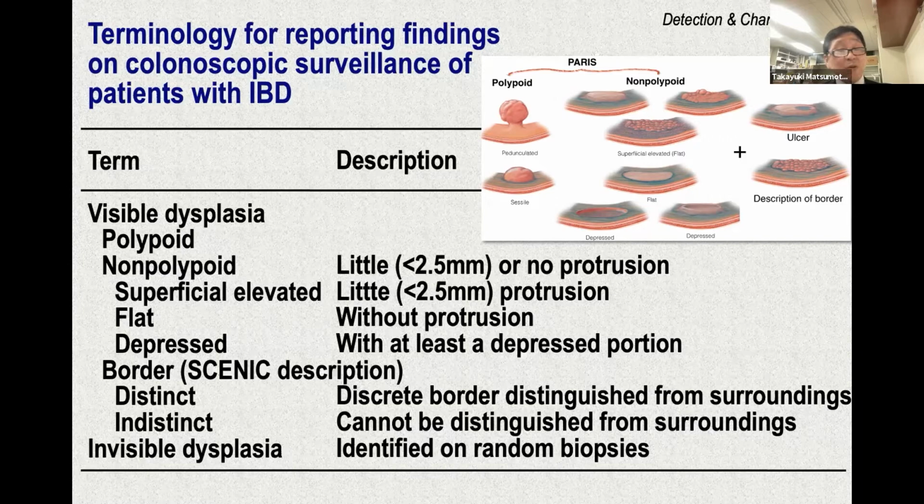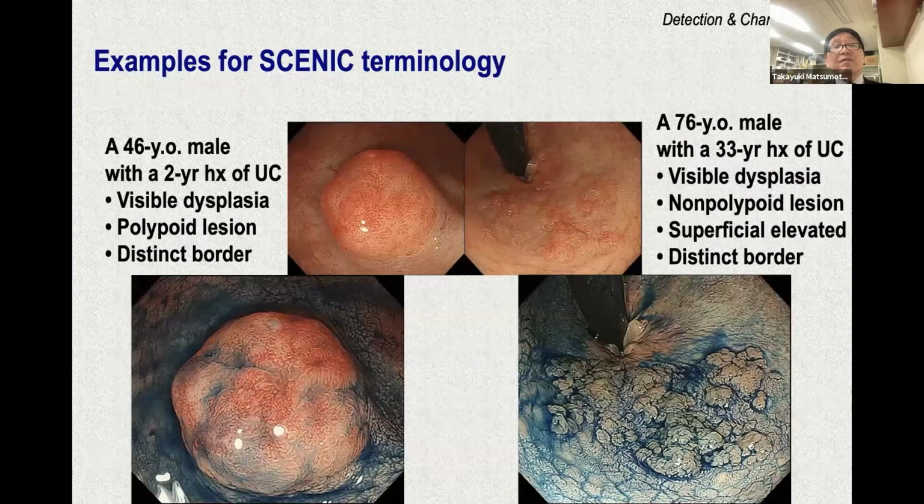This slide summarizes examples of SCENIC terminology. As you can see on the left side of the slide, there is a visible dysplasia with a polypoid lesion with a distinct border. But please see the right side of this slide. There is a visible dysplasia with a non-polypoid superficially elevated configuration. But what do you think about the border? Is it distinct or indistinct? Most colonoscopists may feel that this is distinct, but I don't think so. I think it is indistinct.